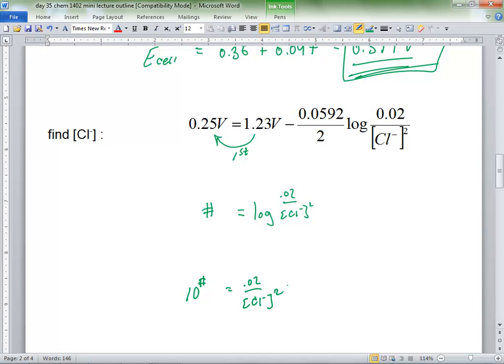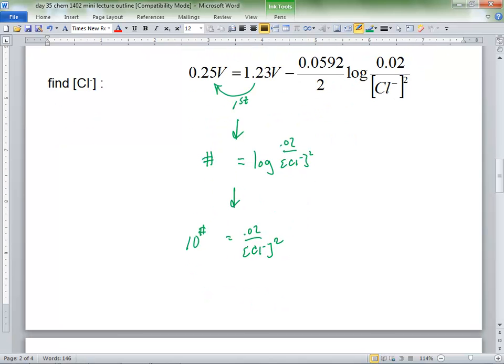Then you do what? Then you divide the 0.02 by that incredibly large number. Yeah, the cross multiplying thing again, right? Bring the chloride squared where the 10 is and the 10 down to the bottom. Do the cross multiplying thing again. And then we'll do the square root thing.